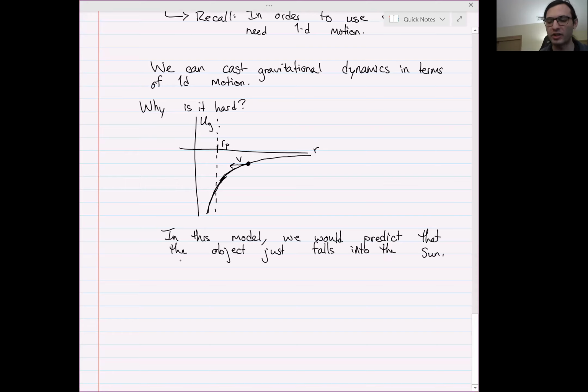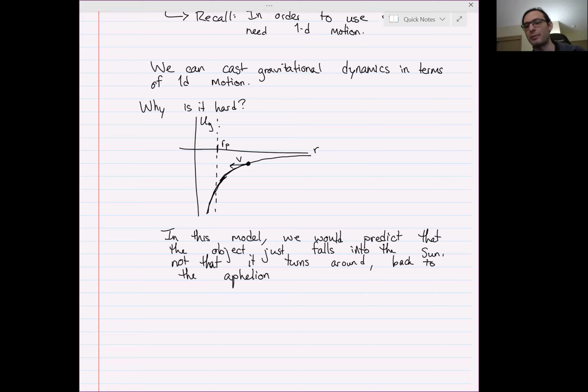And not that it turns around and goes back out and goes back to the aphelion. So how can we capture that sort of phenomenon, that the object doesn't just continue falling towards the sun and in fact gets close to the sun and then moves back out with an energy diagram? It seems like that would be difficult.